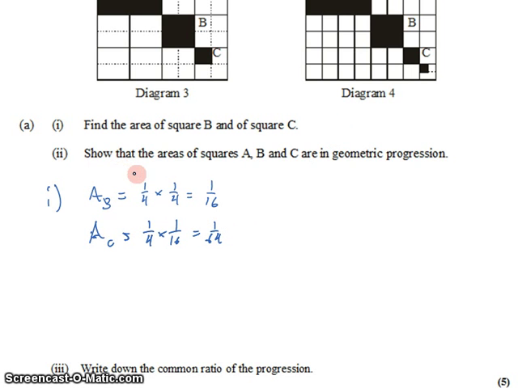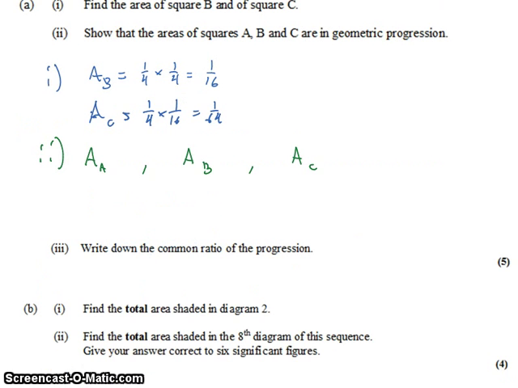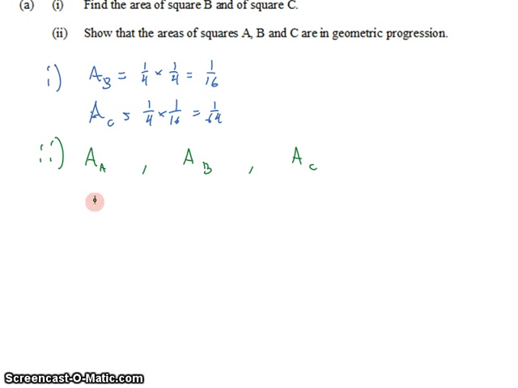Part 2 asks us to show that the areas of the squares A, B, and C are in a geometric progression. All right, so that means that the area of square A progresses to the area of square B, progresses to the area of square C by some common ratio. So let's look at those areas. Square A was 1/4, square B was 1/16, and square C was 1/64.